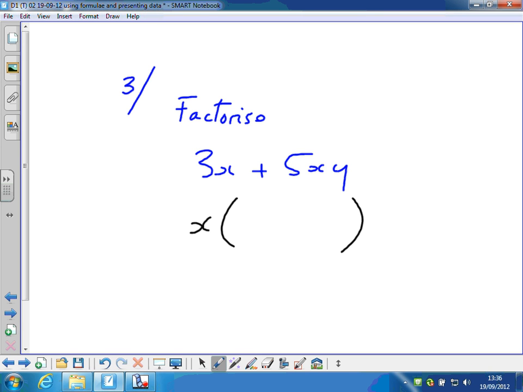Removing common elements from the terms. X is common to both of those, so I can take it outside the bracket. Then you are left with the problem, what am I left with inside? And the way I think about it is, I ask myself, what have I got to times what I've taken out by to get back to 3x? Answer, 3. X times 3 gets me back to the 3x. What have I got to times x by to get me back to the second term? 5y. So x(3 plus 5y) is factorized. That's the sort of thing I was looking for. So if you got that right, well done, well remembered.